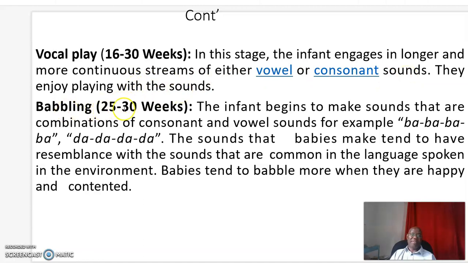Babbling, 25 to 30 weeks. The infant begins to make sounds that are a combination of consonants and vowel sounds. For example, ba, ba, ba, ba, da, da, da, da. The sounds that babies make tend to have resemblance with the sounds that are common in the language spoken in the environment.